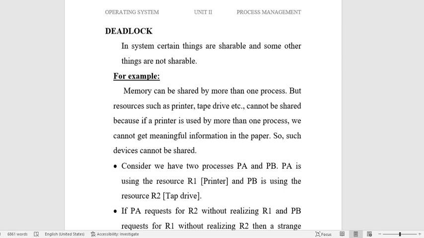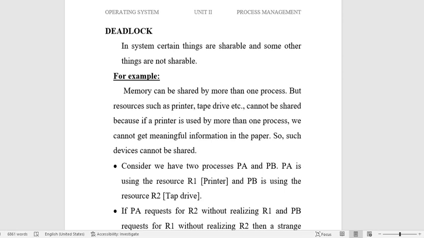What are called resources? Resources are like printers, tape drives, plotters. So these are called resources. In a system, some resources will be shareable and some resources will not be shareable. If the resources are shareable, then the deadlock will not occur. If the resources are not shareable, then the deadlock will occur.